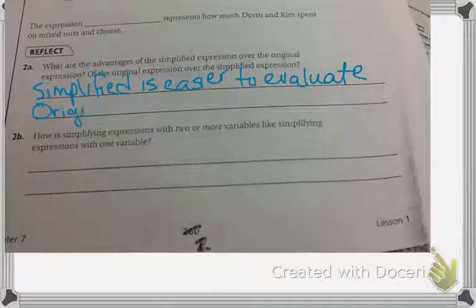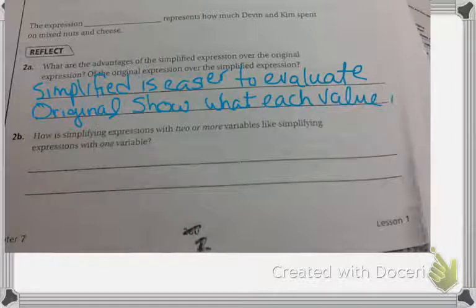The original can show what each value is. So when we combine them, we don't necessarily know how many go with each person or whatever the problem would be. In 2b, it says, how is simplifying expressions with 2 or more variables like simplifying expressions with 1 variable?